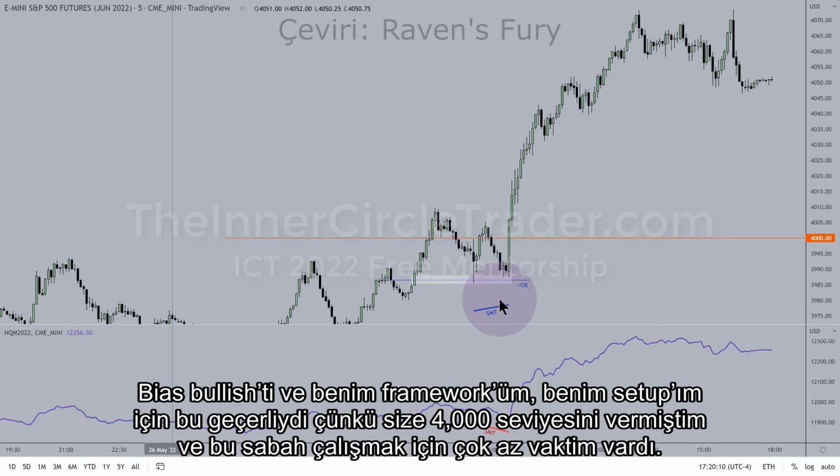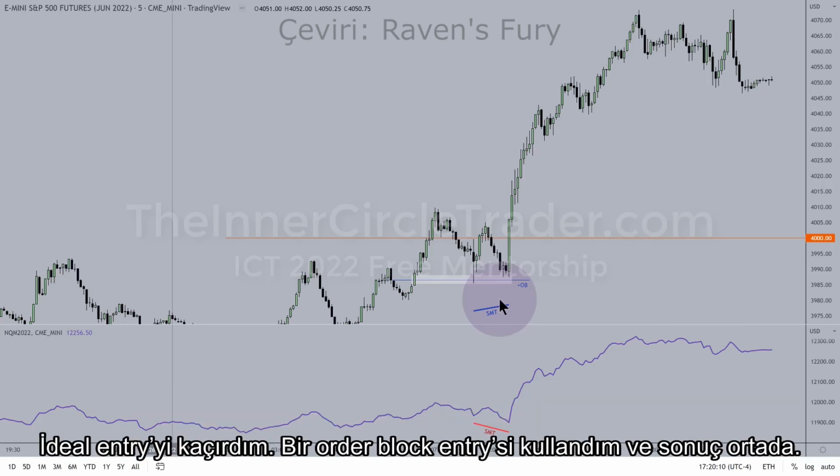And for my framework, for my setup, because I gave you 4,000 and I had very little time to work with anything this morning, I just hurried up and saw the chart. I missed the actual ideal entry. I just used a close proximity entry with an order block.